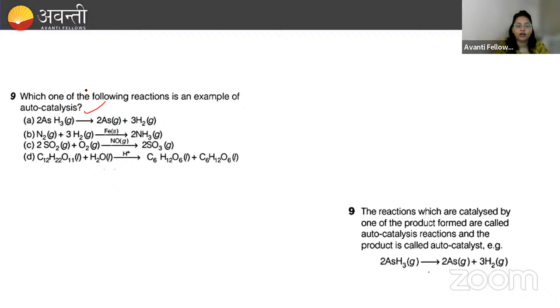So यहाँ पे हमारी जो first reaction है A reaction, यहाँ पे one of the product form है, वो क्या करता है? एज ए कैटलिस्ट जैसे बिहेव करने लगता है और उसके वजह से हमारी रिएक्शन फास्टर होने लगती है. सो हमारा ऑप्शन ए जो ये जो रिएक्शन है यहाँ पे ऑटो कैटलिस्ट जैसे ये रिएक्शन हो रही है. सो ऑप्शन ए इज अवर करेक्ट आंसर.